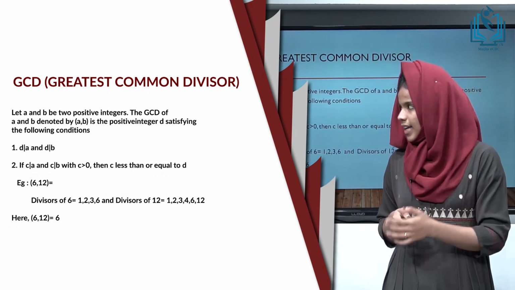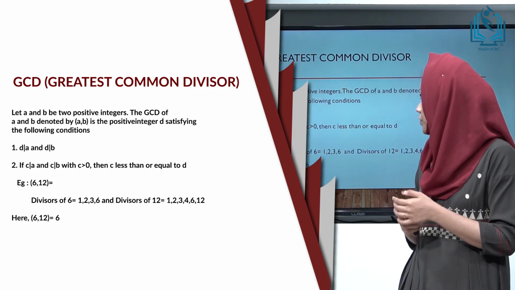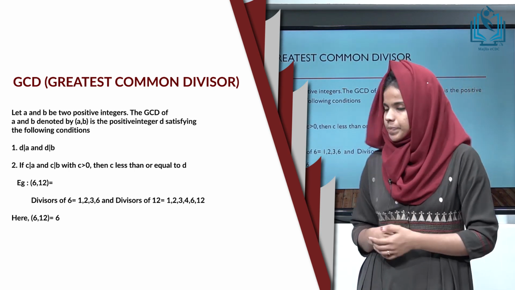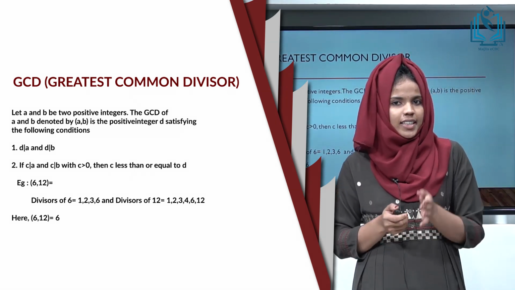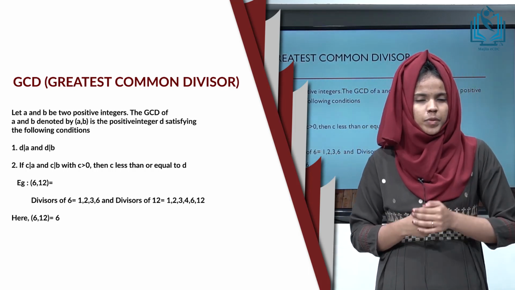Then second condition, if C divides A and C divides B with C greater than 0, then C is less than or equal to D. C divides A and C divides B means C is a common divisor of A and B.